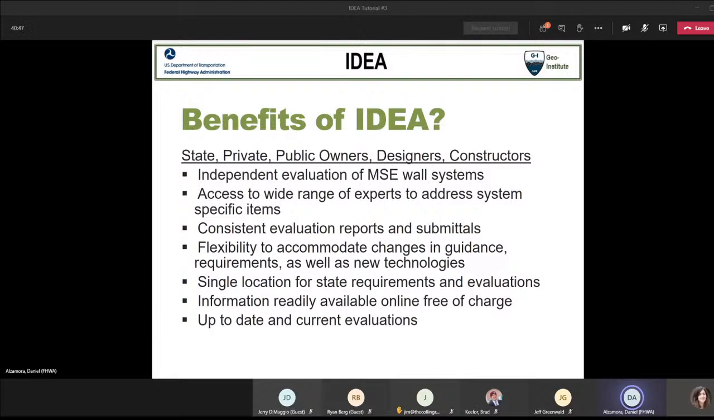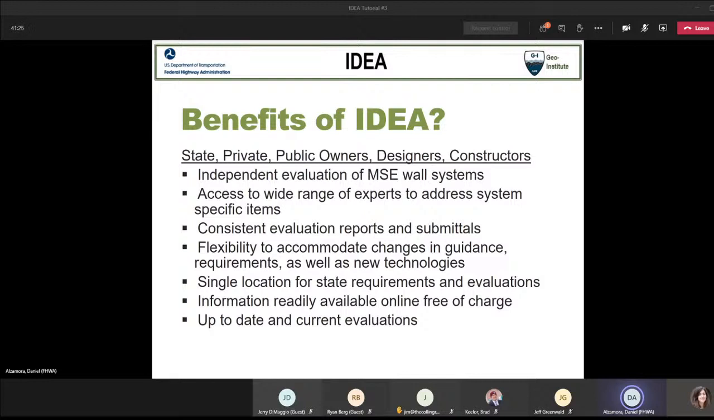If you're familiar with or trying to get a high-tech evaluation for a given system, unless you get a physical copy from a supplier, they're very difficult to obtain. There are no PDF files of these high-tech evaluations. They're not online anywhere. These evaluations will all be on the Geo-Institute's website and will be available to everyone, and they will be free of charge. They will be up to date and current.